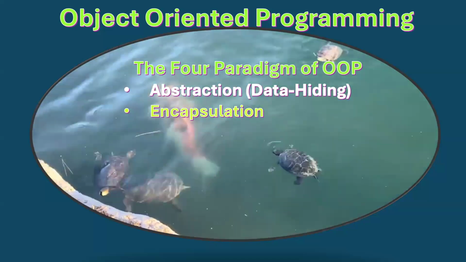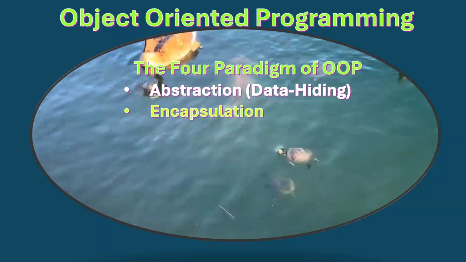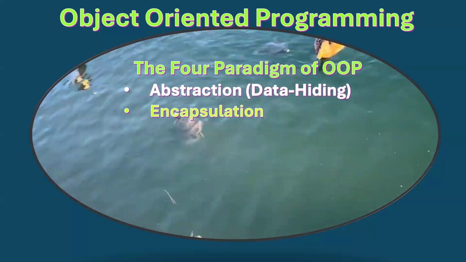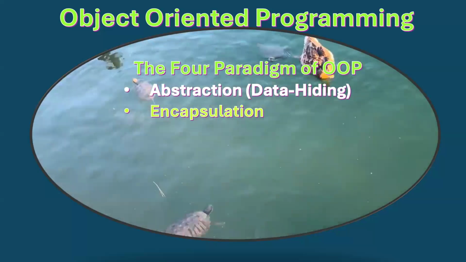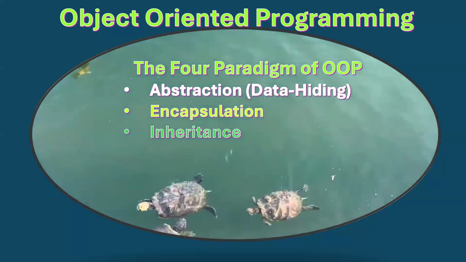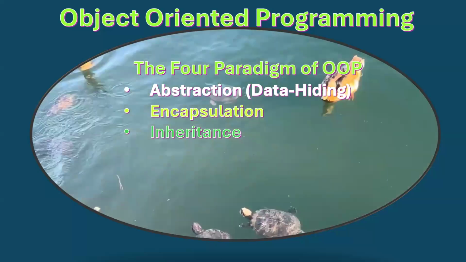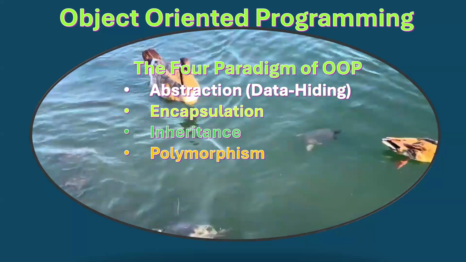You can see there an example of a beautiful fish going by, and then the turtles. They're all getting along. That's a nice thing about it. I'm going to talk about abstraction, data hiding, encapsulation, inheritance, and polymorphism.